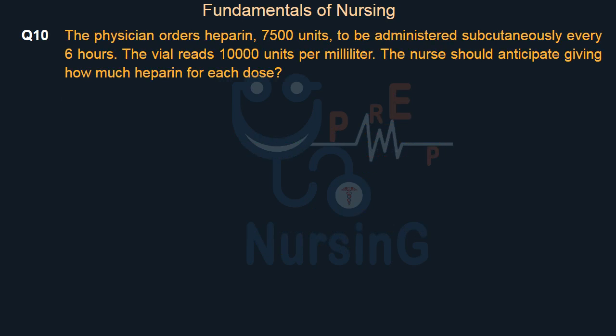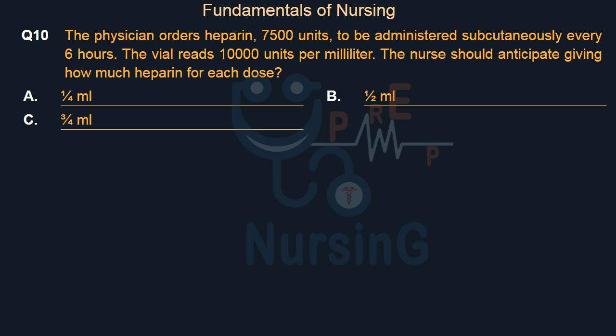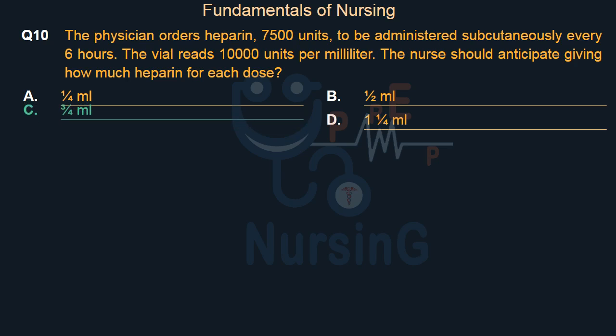The physician orders heparin, 7,500 units, to be administered subcutaneously every 6 hours. The vial reads 10,000 units per milliliter. The nurse should anticipate giving how much heparin for each dose? Option A. 1/4 of a milliliter. Option B. Half a milliliter. Option C. 3/4 of a milliliter. Option D. 1 1/4 milliliters. Right answer is Option C.